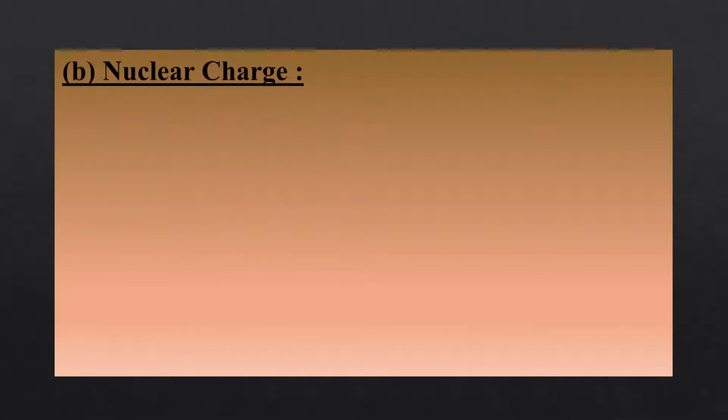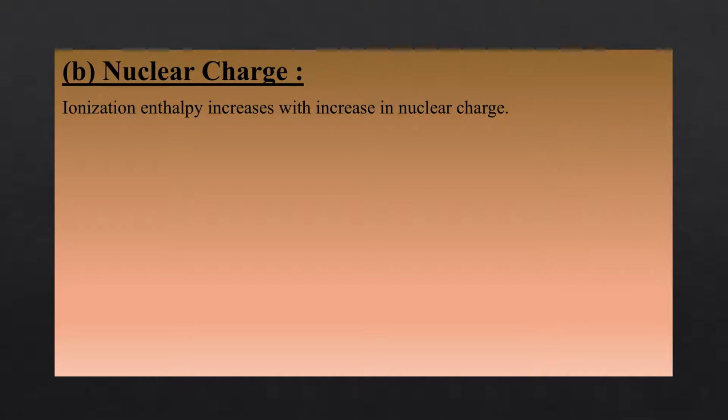Now the second factor is nuclear charge. Ionization enthalpy increases with increase in the nuclear charge. First of all, nuclear charge is the attraction of the electrons with the nucleus, and the higher the attraction of the electrons with the nucleus, the higher will be the nuclear charge. And as the nuclear charge is higher, the ionization enthalpy will increase, because ionization enthalpy is the enthalpy or the energy which is required to remove the electron from the atom.